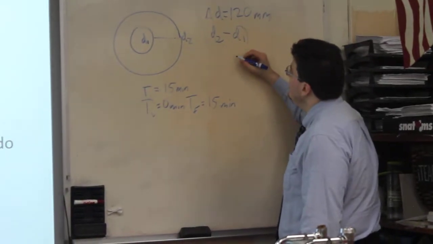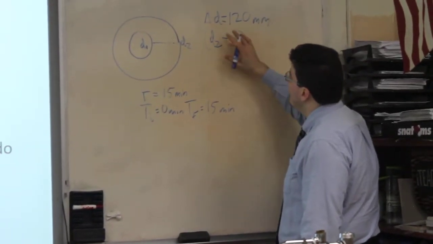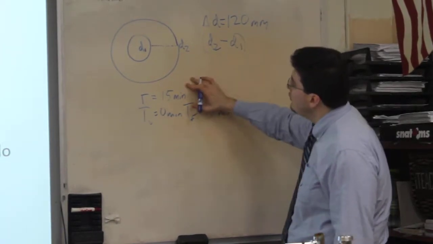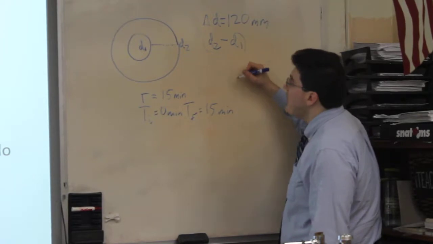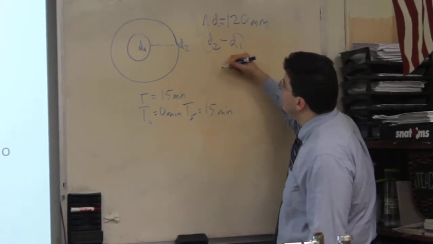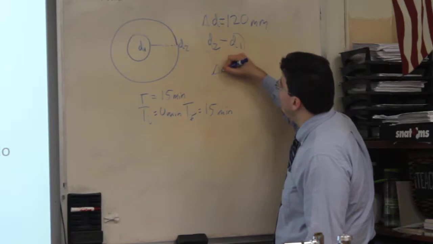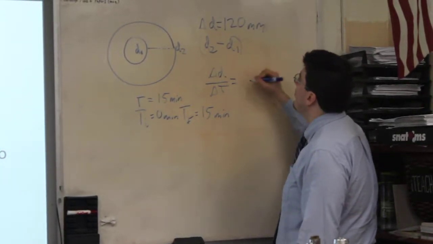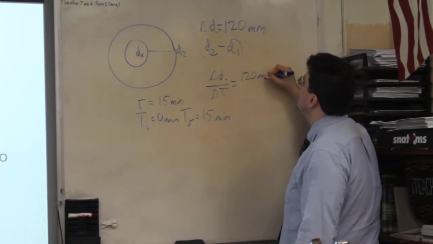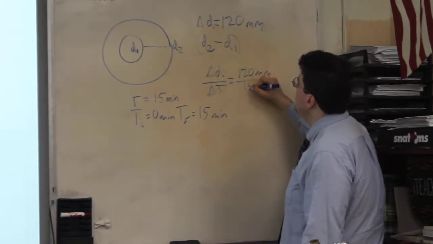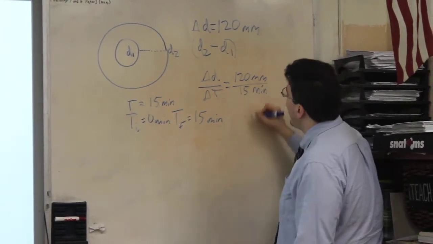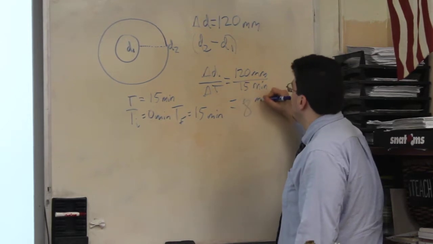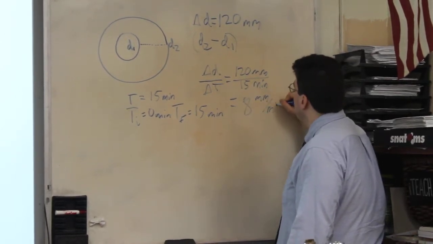So if my change in distance is 120 millimeters, and my total time is 15 minutes, then my delta D, my change in distance over my change in time, is going to equal 120 millimeters over 15 minutes. That will be equal to 8 millimeters per minute.